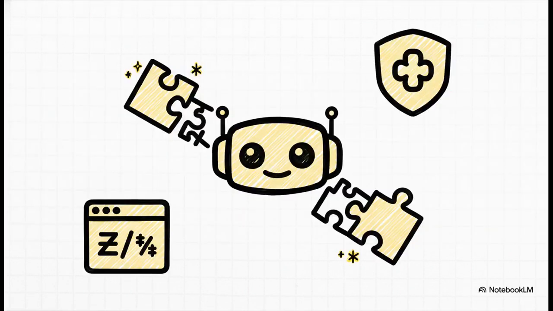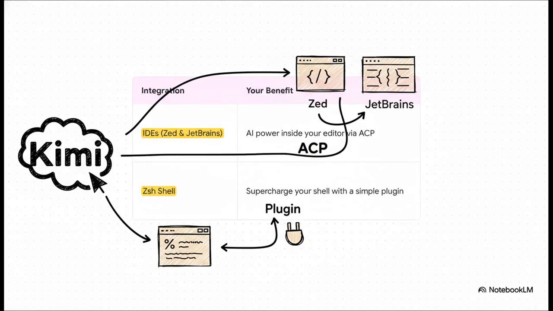But any tool is only useful if it plays nicely with the stuff you're already using. And that brings us to Kimi's second superpower. It integrates seamlessly with your favorite tools. Yeah, so Kimi can really spread its wings here. It uses this thing called the Agent Client Protocol, or ACP. Just think of it as a common language that lets AI agents talk to editors. This is how you can get Kimi smarts right inside your IDE, whether you're using Zed or something from JetBrains.